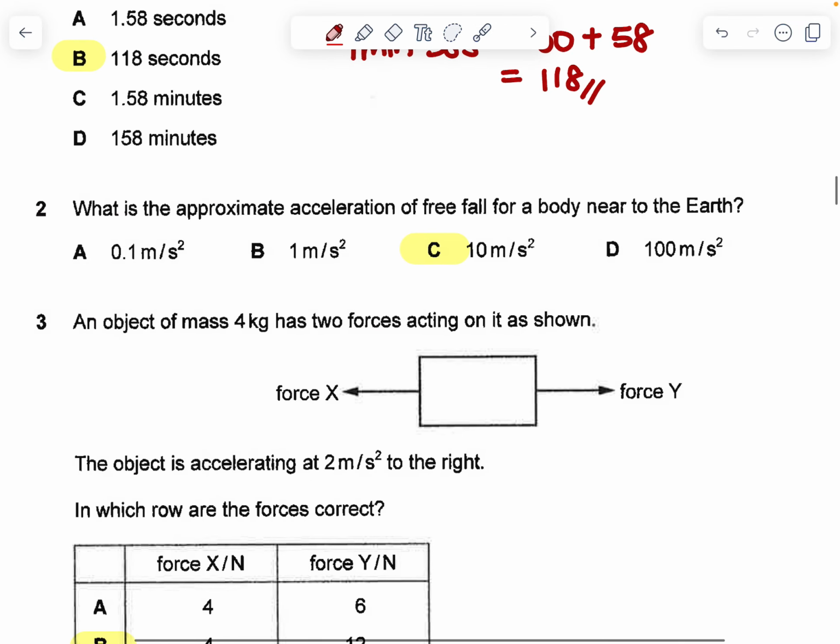What is the approximate acceleration of free fall for a body near to Earth? So they're actually asking for gravitational acceleration of free fall, which is g equals 10 meters per second per second.